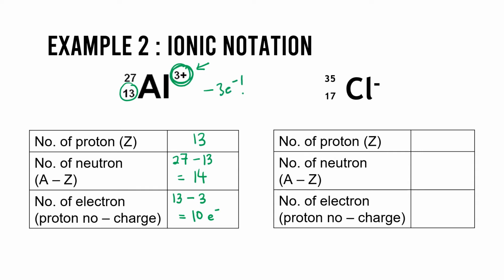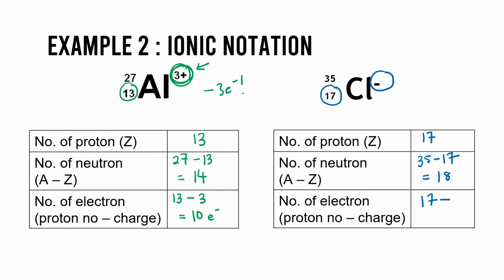So now we go to the anion. In order to get the number of protons for this anion, we can simply take the value at the bottom over here, which is the proton number. The value is 17. To get the number of neutrons, we use the same formula, A minus Z. So it is 35 minus 17, and the answer will be 18 neutrons. And in order to get the number of electrons, we still use the same formula, proton number minus charge. So we have 17 proton number minus the charge.